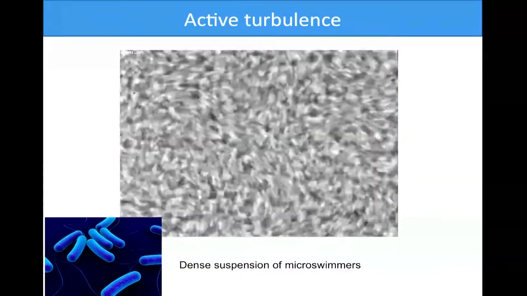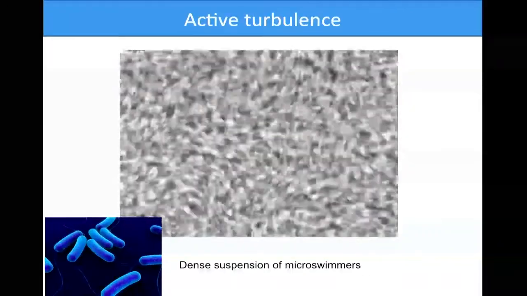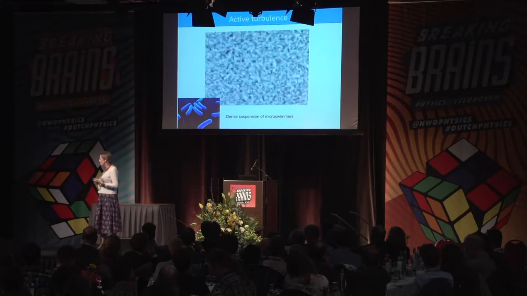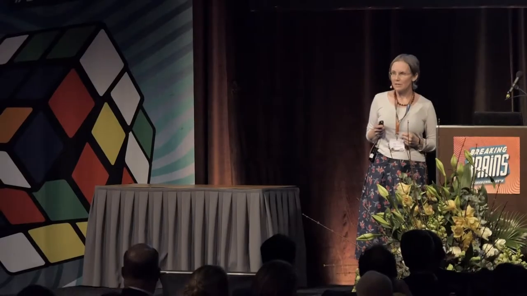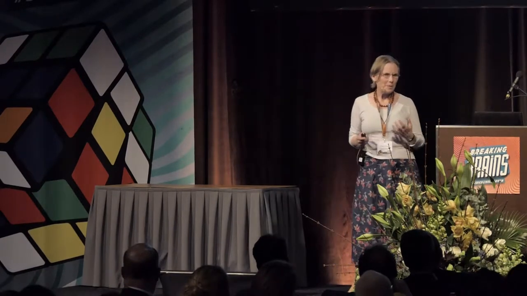And the answer is that this happens. You get a structure which looks like turbulence. And that's a big puzzle, because we're at low Reynolds number here, pretty much zero Reynolds number. These things are tiny, and turbulence is meant to happen at very large Reynolds number. So you get these chaotic sorts of flows. And why? What's going on here? Can we understand what's going on?